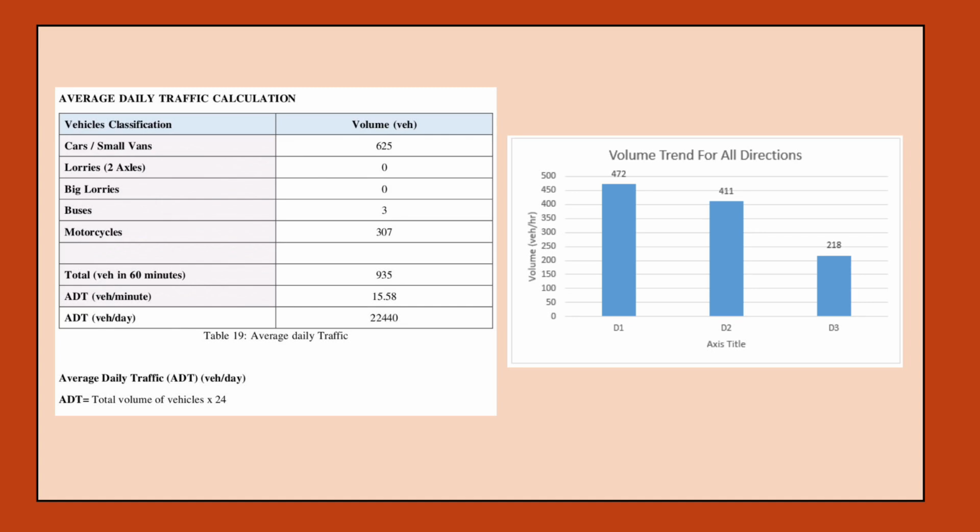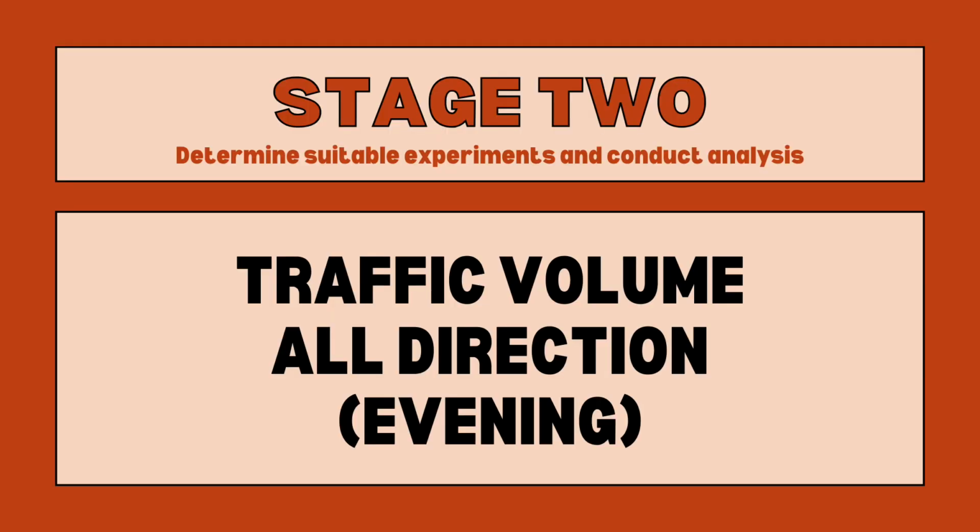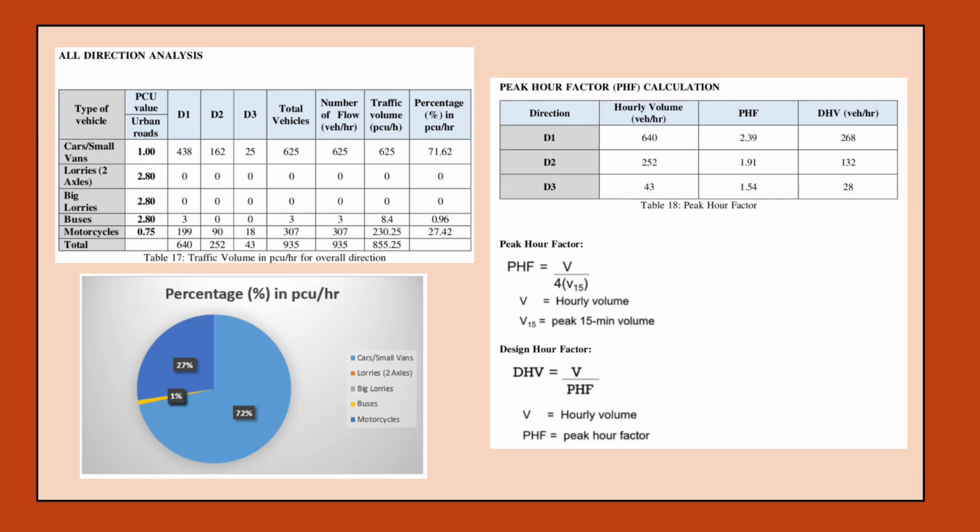26,424 vehicles per day. And lastly, direction 1 has the highest value for the volume trend, followed by direction 2 and then direction 3. In the evening, cars also have the highest percentage value for traffic volume in PCU per hour with 72%, motorcycles have 27%, buses have 1%, while lorries and big lorries have 0%.